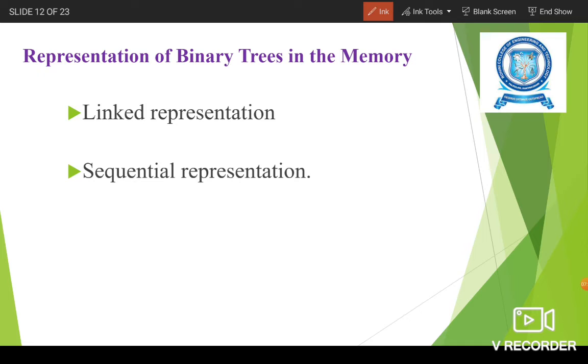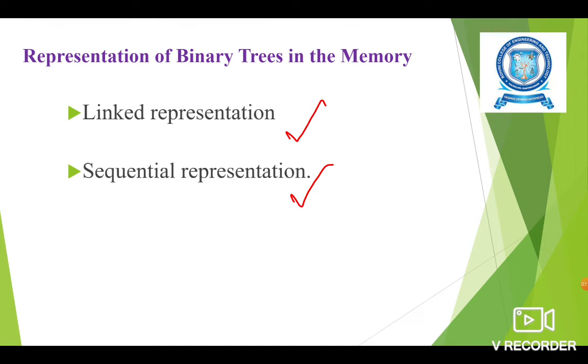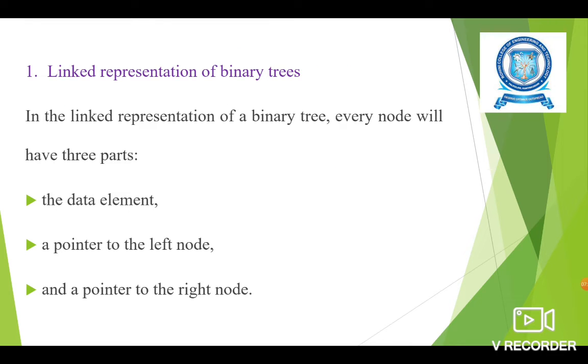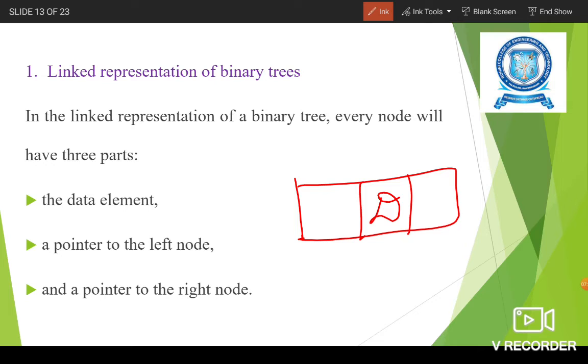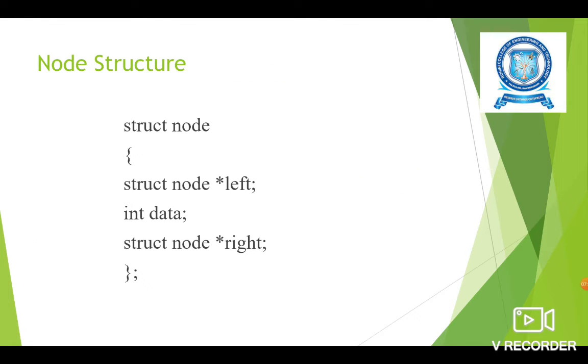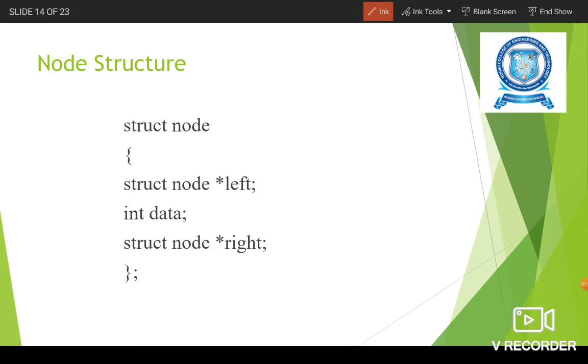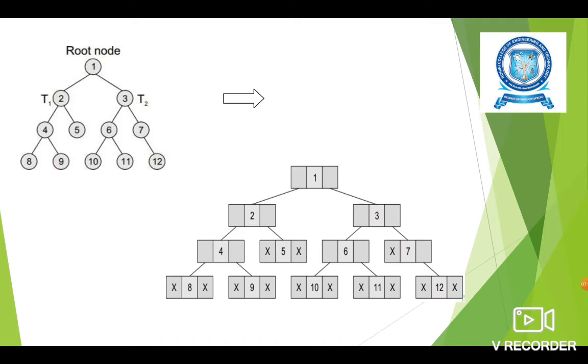Then we move on to the representations of binary tree in the memory. We have 2 types of representation, linked representation and sequential representation. In linked representation, as I told already, every node contains the data part, a pointer to the left child and a pointer to the right child. This is the node structure. It's having one data element, a left pointer and a right pointer.